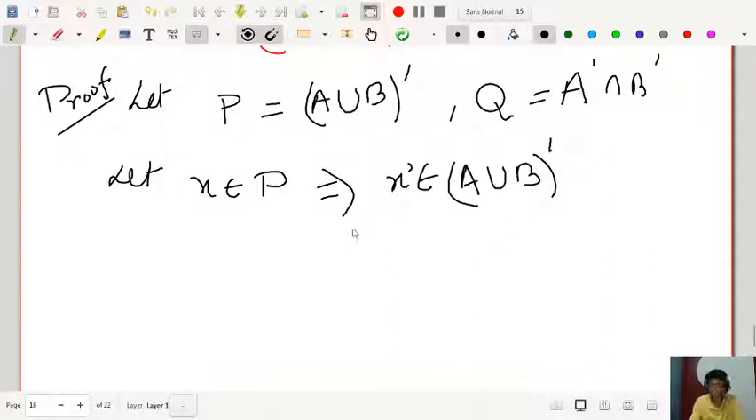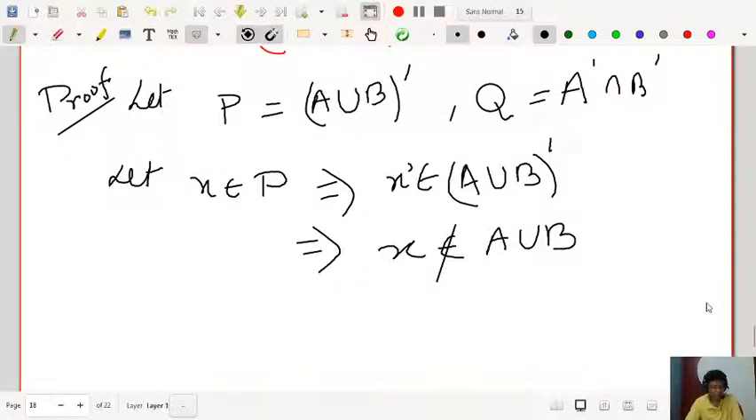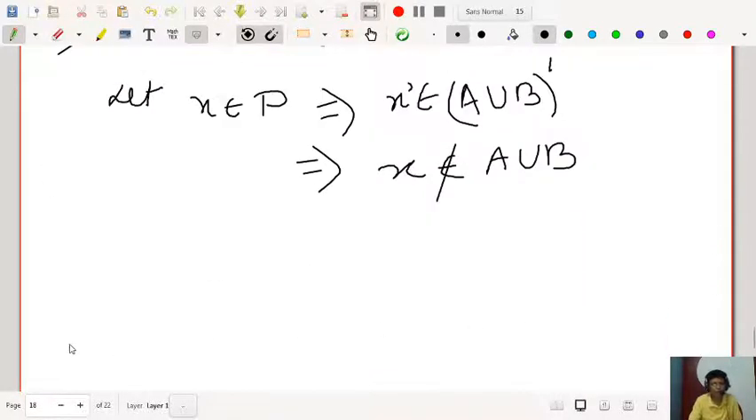Now, what do you mean if x belongs to (A union B) whole prime? That means it belongs to the complementary part. That means x does not belong to that set. Is it clear or not? First, you try to understand this step. It's from the definition of the complement. If you draw the diagram once again for better understanding.